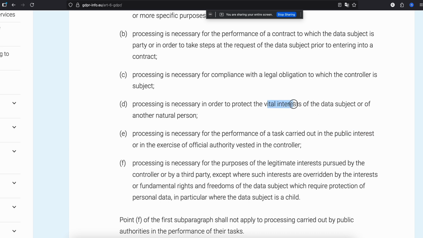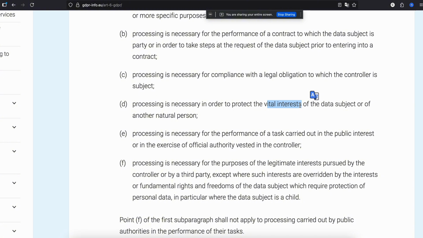So vital interest means a patient went to hospital. Now they cannot speak. So doctors are asking, okay, what is your blood group? Tell me your blood group. Do you have any health condition? And the patient is senseless. They cannot speak. Now doctors take their biometric to check their medical record in their database. So ultimately they are processing data because they are collecting and reading their information.